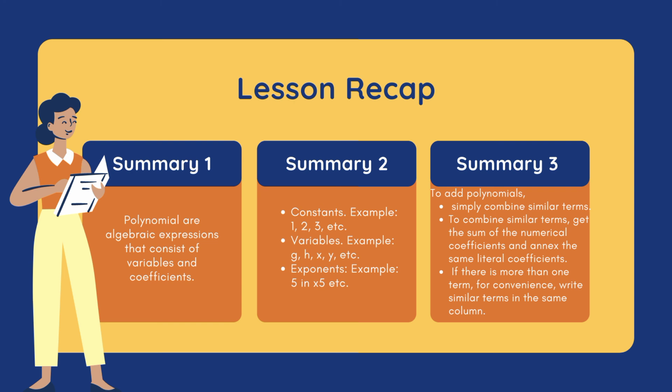Now to add polynomials, we first simply combine similar terms. Combine similar terms to get the sum of the numerical coefficients and annex the same literal coefficients. If there is more than one term, for convenience, write similar terms in the same column.